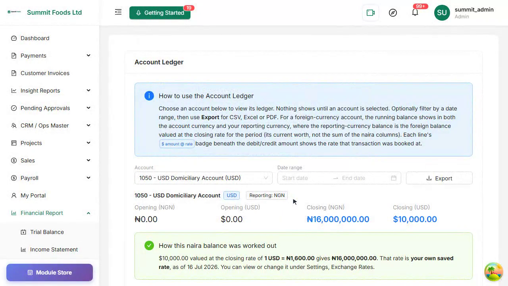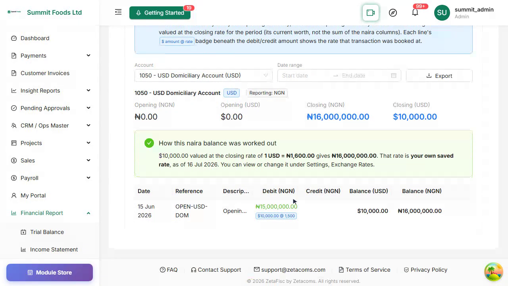Under Financial Report there is also the account ledger, where you can open any account and see every movement through it. For a foreign currency account it does something extra, and this is the dollar domiciliary account. At the top you get the opening and closing balances in both currencies side by side. This account holds $10,000, and its closing worth in naira is 16 million.